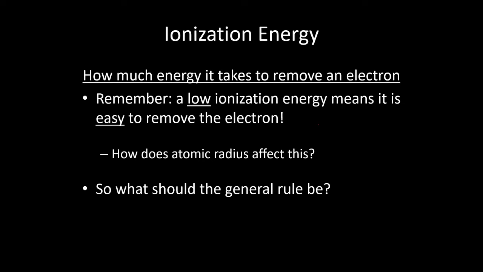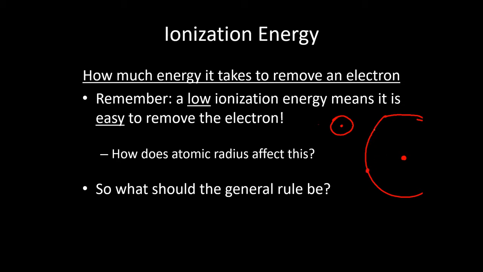Let's try to think of how the atomic size that we looked at in the last video would affect this. Let's say we have a relatively small atom, and whoop, that one's so big it went off the screen, and a really big atom. Which one of those do you think is going to be easier to pull an electron off of? It's going to be the big one.